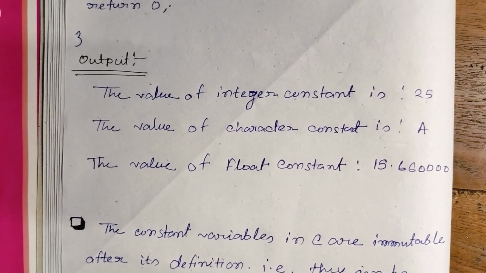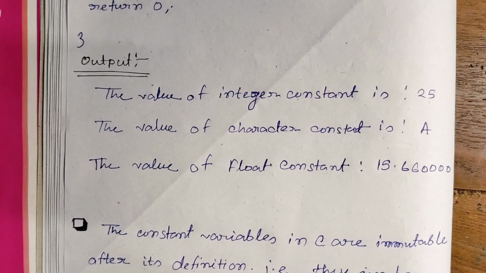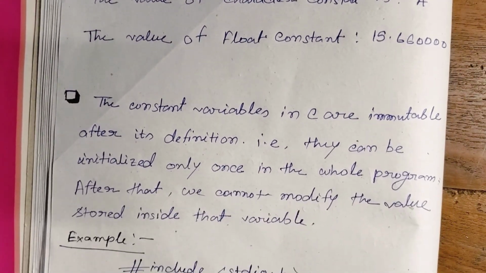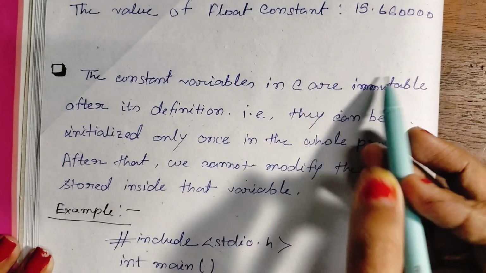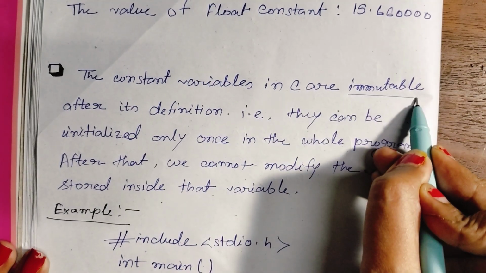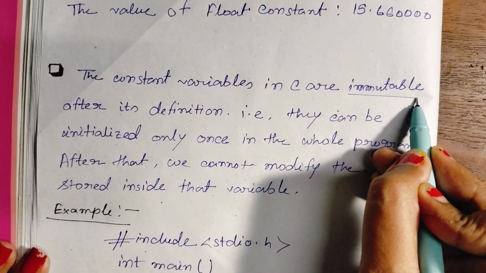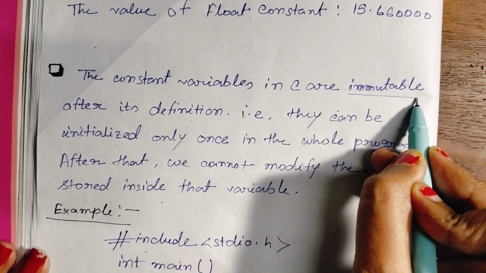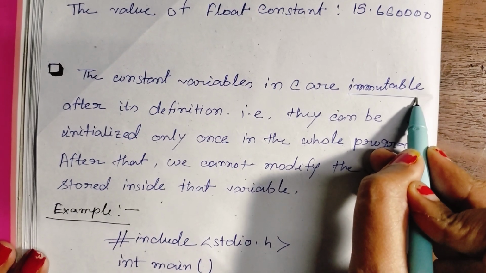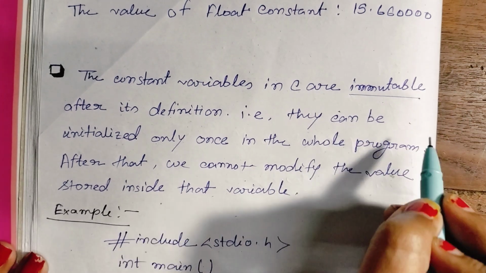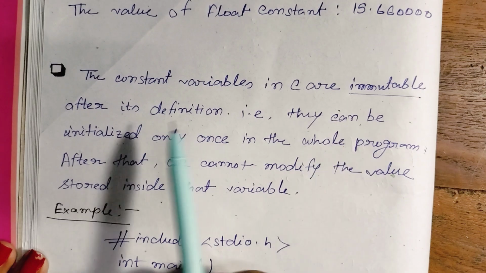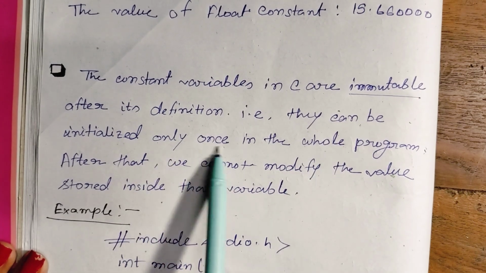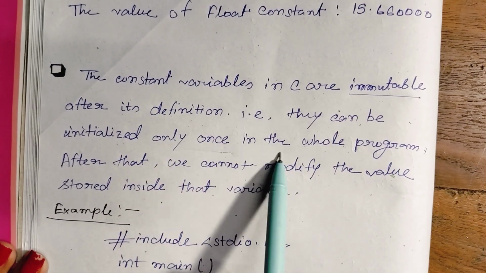This is how we declare constants in our C program. There is a note that constant variables in C are immutable. What is the meaning of immutable? Immutable means not changeable. You cannot change it once you declare or initialize the constant in C language. After its definition, it can be initialized only once in the whole program.